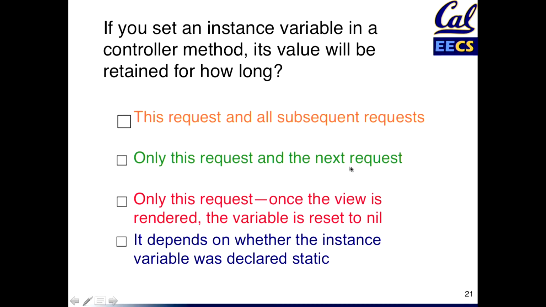Now, there are special cases, like the flash and the session, where there's a reason to persist some information from one request to another, which is why those things have a separate abstraction. Only this request and the next request, that would be true if you put something into the flash, which, again, looks like a hash, quacks like a hash, but it persists one request after the current one. And if you put it in the session, it would indeed stick around for all subsequent requests, as long as you didn't make your session so bloated that it doesn't fit in a cookie.